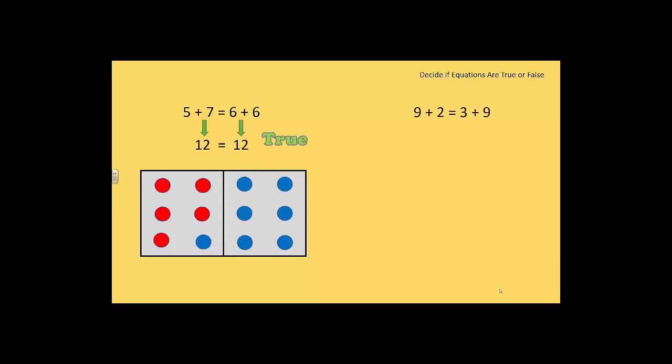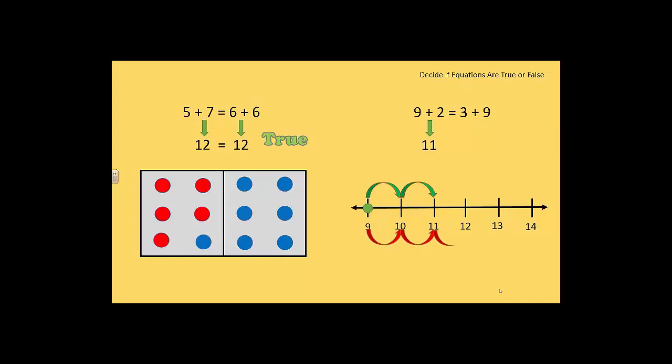With the statement 9 plus 2 equals 3 plus 9, there is a common add-in 9 on each side of the equal sign. Counting on 2 more from 9, we get 10, 11. We find that 9 plus 2 is equal to 11. Starting at 9 again, then counting on 3, 9, 10, 11, 12, we find that 3 plus 9 is equal to 12.